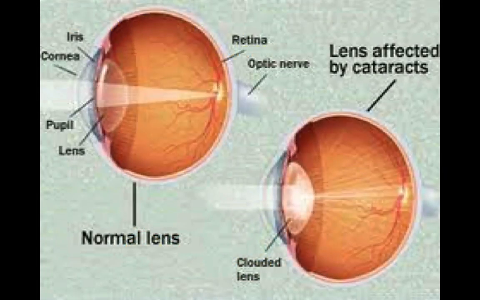On the next slide, as you can see in the image on the left, this is a normal lens. The light comes in and is perfectly directed back to the macula. In the picture on the right, with the clouded lens from a cataract, you can see the light comes in, but as it hits the lens, light is scattered and does not perfectly hit the macula, causing blurry vision.